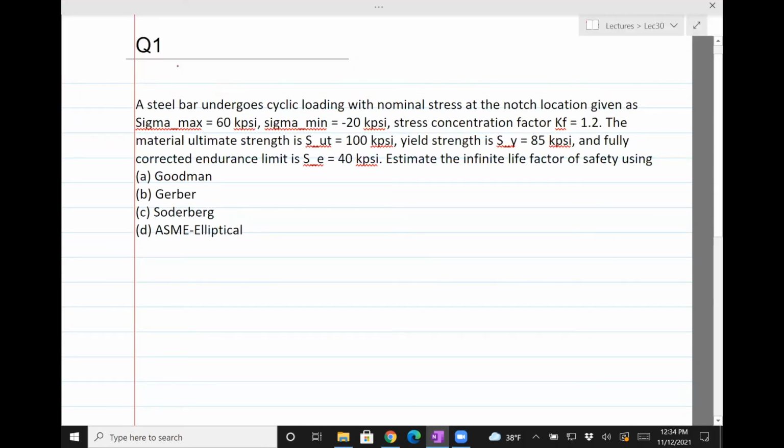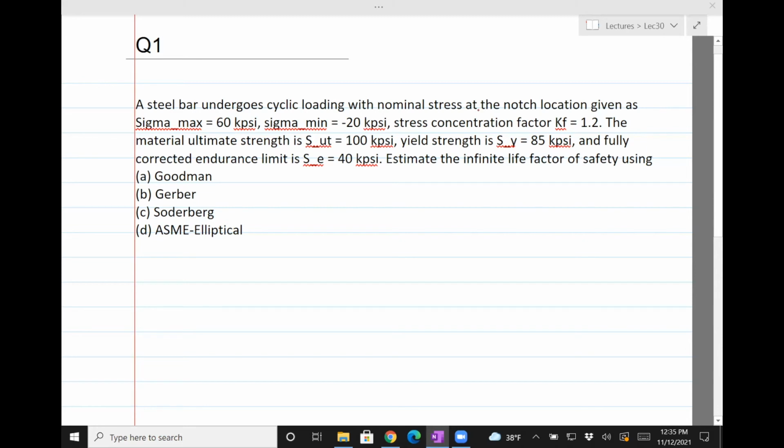A steel bar undergoes cyclic loading. Question: can we just use the line that is least conservative all the time? Yeah, the problem with using the least conservative line is that the more conservative you get, the higher the factor of safety, and a higher factor of safety means your design is going to be expensive and heavier. You don't want those things, especially for applications like aerospace, where you want the design factor to be as low as possible. So it just depends on what your constraints are as a designer.